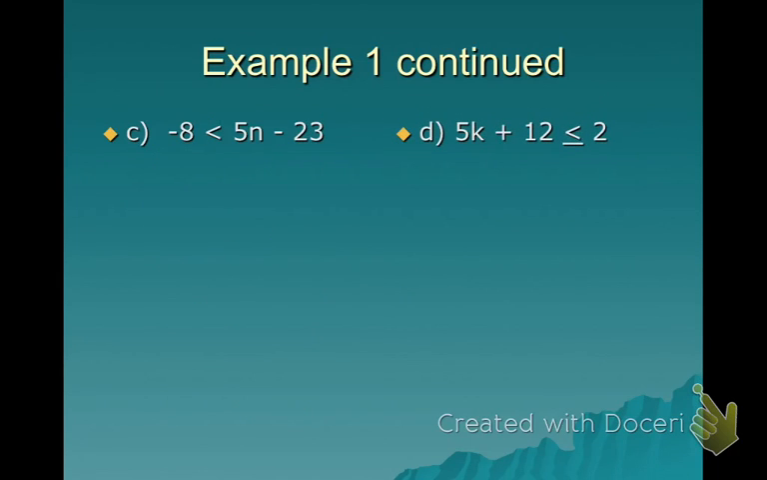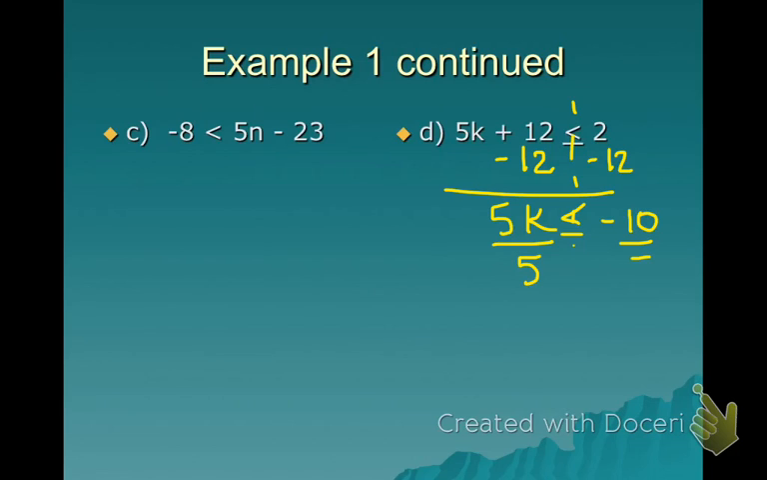This next example, we have 5k plus 12 is less than or equal to 2. So we want to subtract 12. It's on the same side. So 5k is less than or equal to negative 10. We're dividing by a positive number. We do not flip the symbol, but it is k less than or equal to negative 2 for our solution.